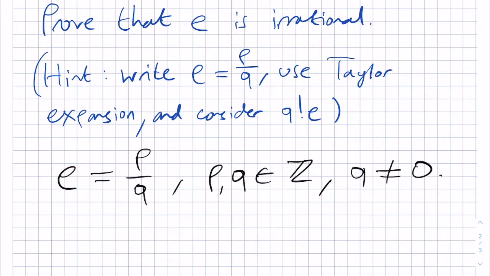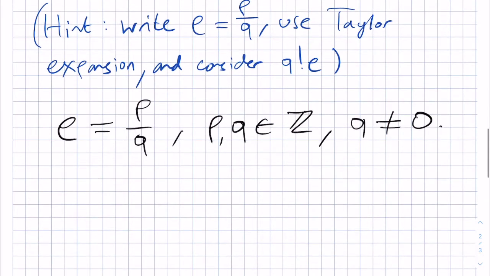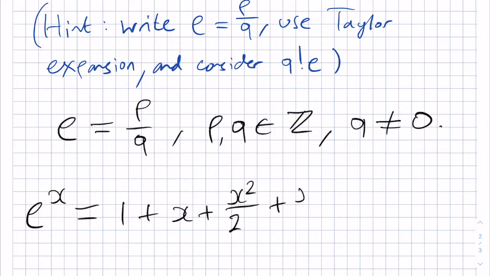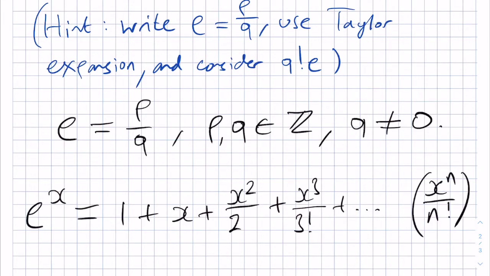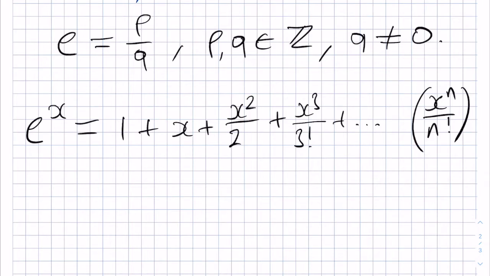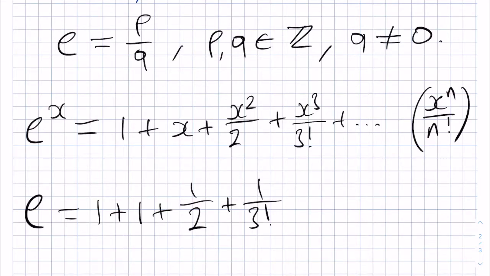Next it says to use Taylor expansion, and by this it means write out the Taylor series for e to the x, which is 1 plus x plus x squared over 2 plus x cubed over 3 factorial, and so on. The general term of which is x to the n over n factorial. If we put in x equals 1, this gives us a series for e. We have e equals 1 plus 1 plus 1 over 2 because 1 squared is 1, plus 1 over 3 factorial because 1 cubed is also 1, and so on.